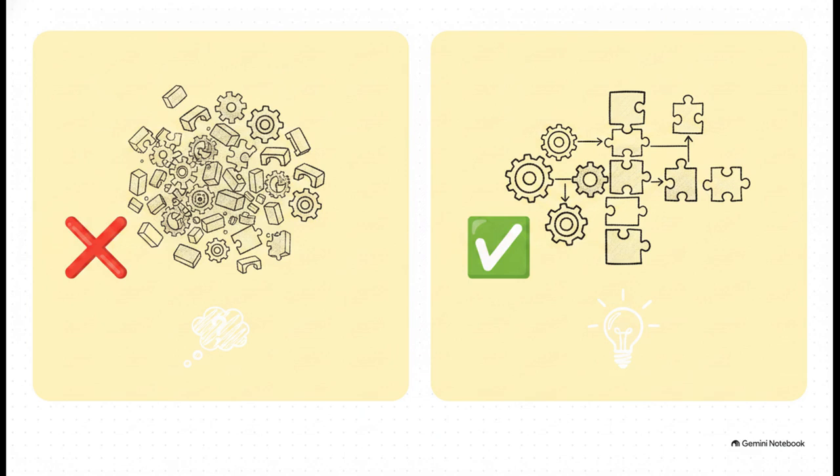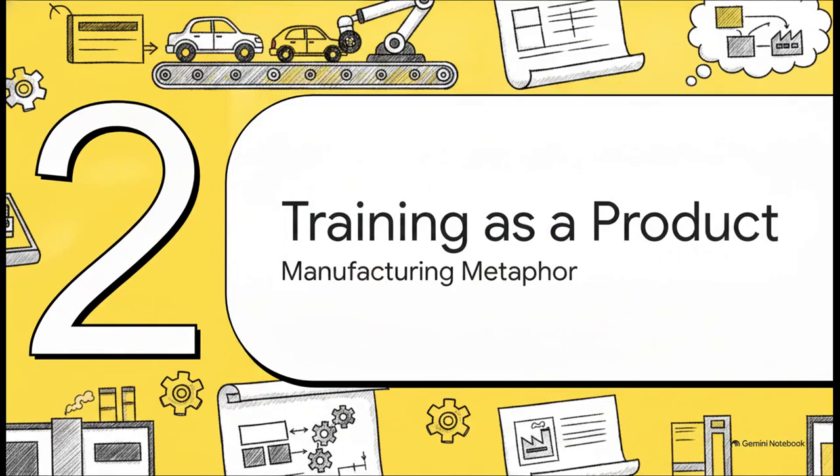What we need to do instead is transition to a holistic system of training, where we map out the whole shebang from a macro level before a single dollar is spent on development. Which brings us to Part 2, training as a product line.